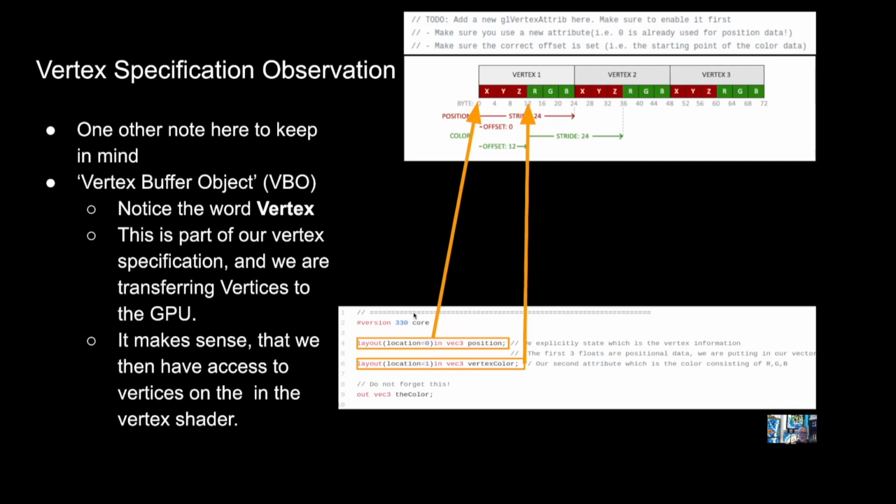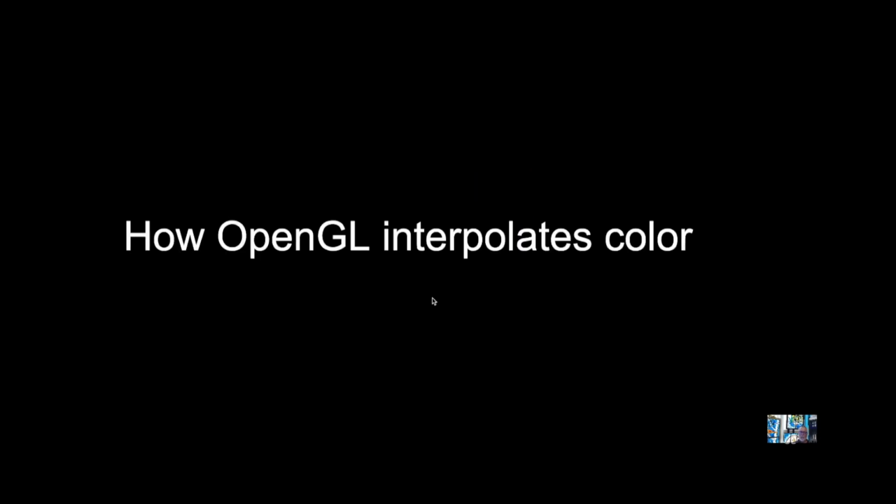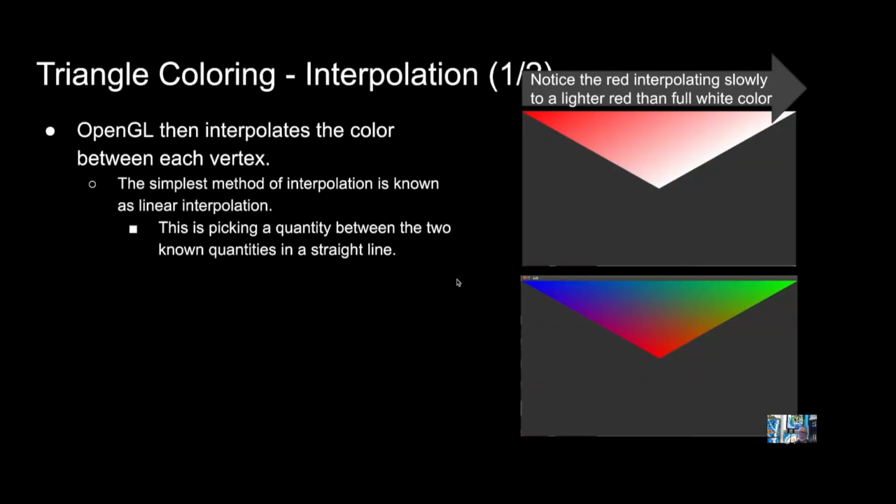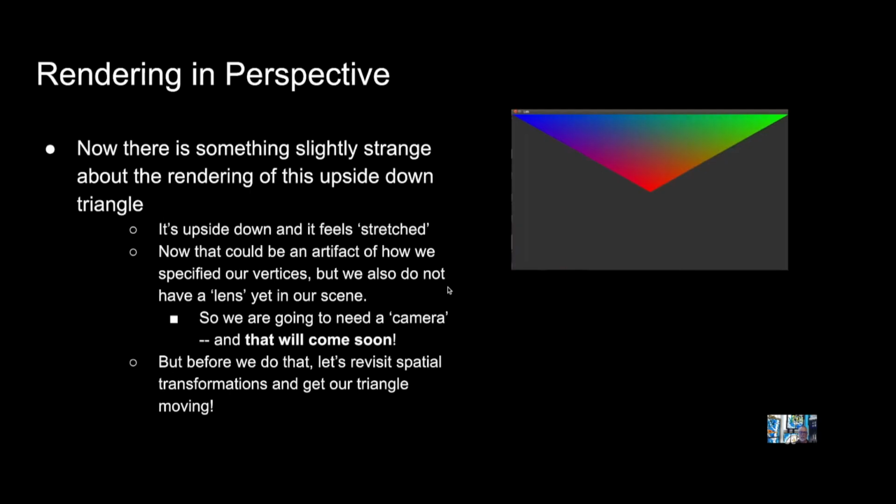In the code, that's what we do in the code. And so how does OpenGL interpolate color? Well, it's exactly what we did in our class. We won't skip over this. It's linear interpolation. It looks nice. It's not perspective. It's not perceptually correct, but that's what we have.